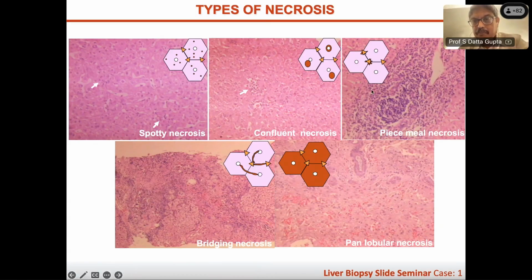Then the limiting plate, the one layer of hepatocytes I told you, surrounds the portal tract. If the lymphocytes from the portal area go and nibble into this and enter the lobule, it is called interface hepatitis or piecemeal necrosis. I hope that is clear now. You see here, you're not finding the limiting plate cells, but you're finding these lymphocytes going in. We'll come to that more in detail when we see some more cases. Got it? Thank you. Good.